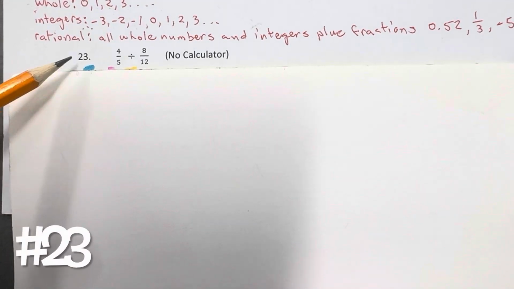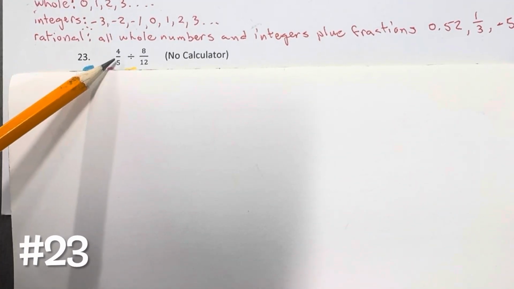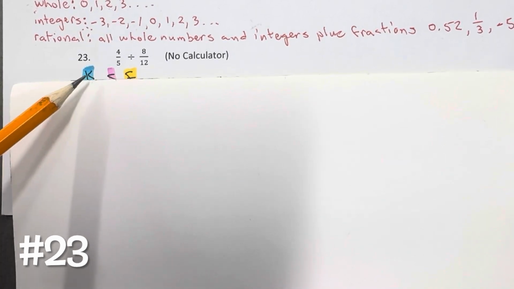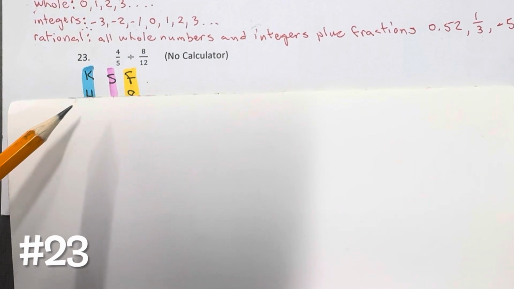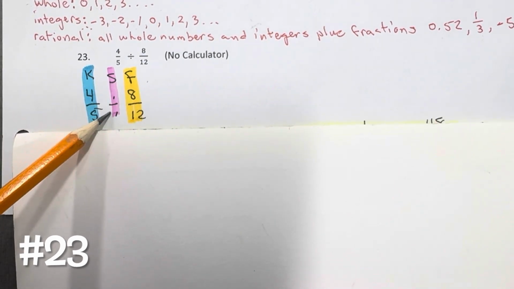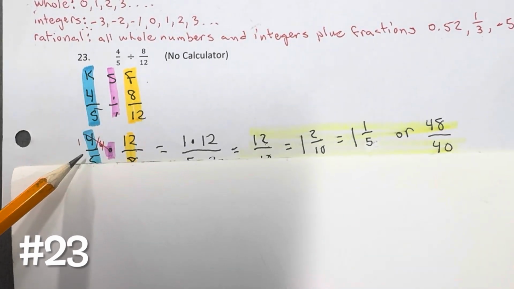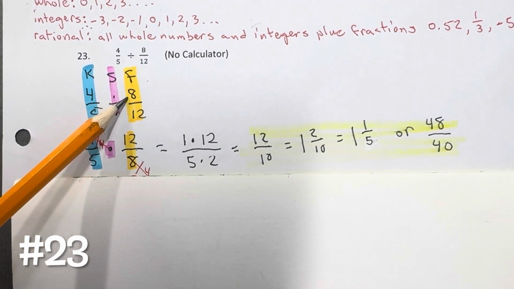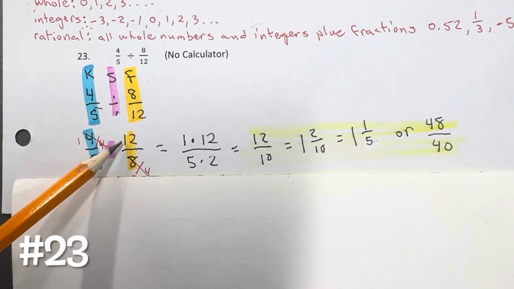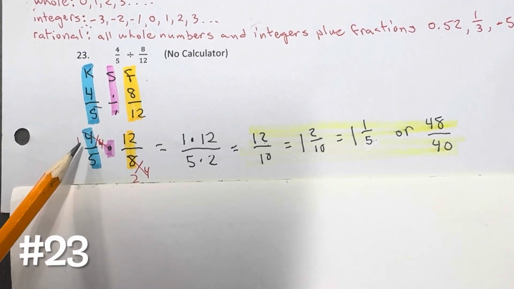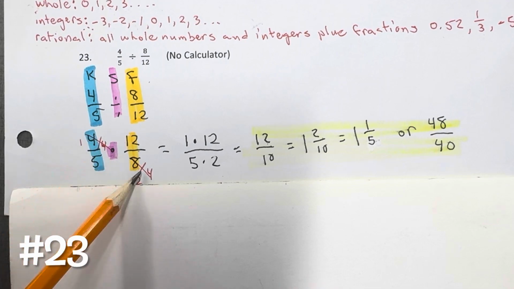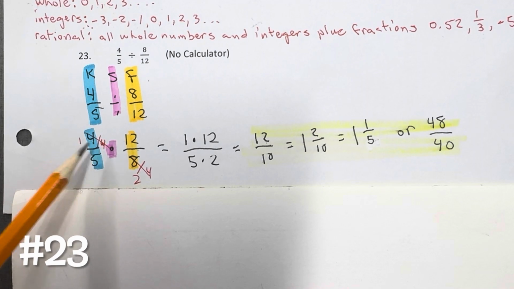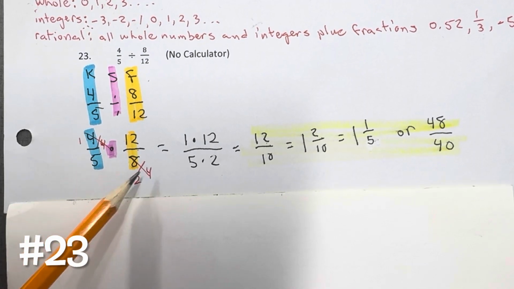For number 23, we're going to do 4/5 divided by 8/12. So to divide fractions, you do keep it, switch it, flip it. So we have 4/5 divided by 8/12. Keep the 4/5, switch the division to multiplication, and flip or take the reciprocal of 8/12, which becomes 12/8. Here, I can cross simplify because 4 and 8 are both divisible by 4. 4 divided by 4 is 1. 8 divided by 4 is 2.